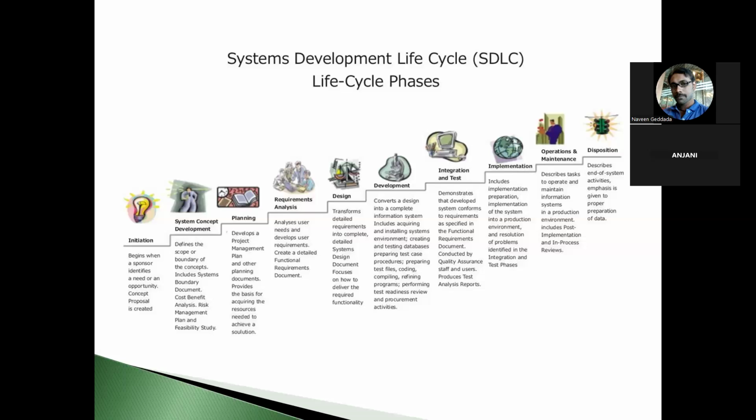What happens in this particular stage is we will be defining the scope of the boundary of the concepts, which is nothing but defining the scope of the project. So what is the scope that this particular business project has? And then we need to identify the cost benefit analysis and the risk management plan. This work will be done by the project managers, the architecture team, and the high level management team. Coming to the planning, here also you can see the project manager will be involved in this phase when it comes to the planning of the project.